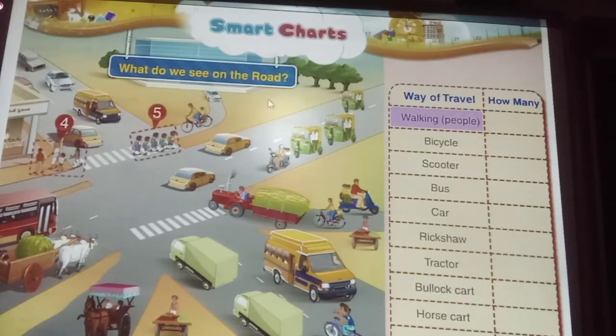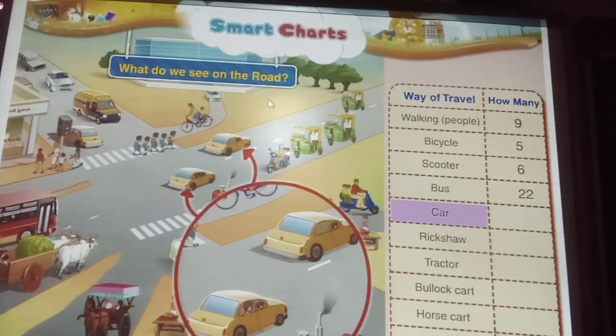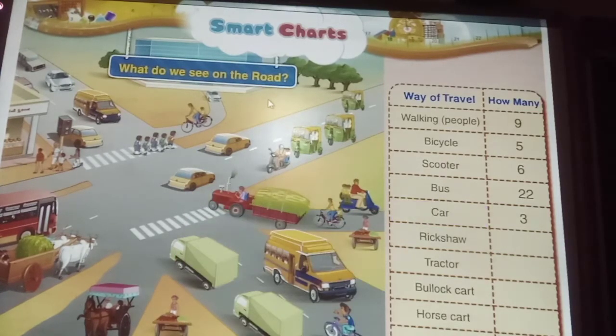The people who are walking are 9. The people who are traveling by bicycle are 5. The people who are traveling by scooter are 6. The people who are traveling by bus are 22. The people who are traveling by car are 3. The people who are traveling by rickshaw are 10.